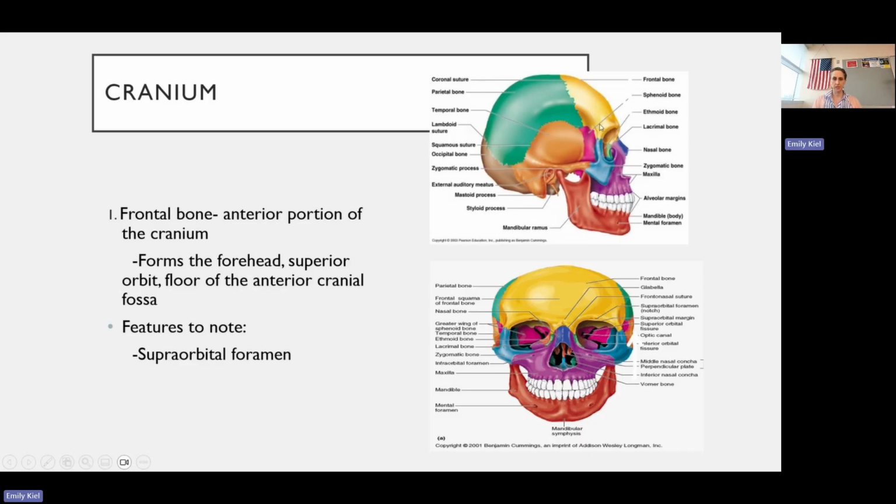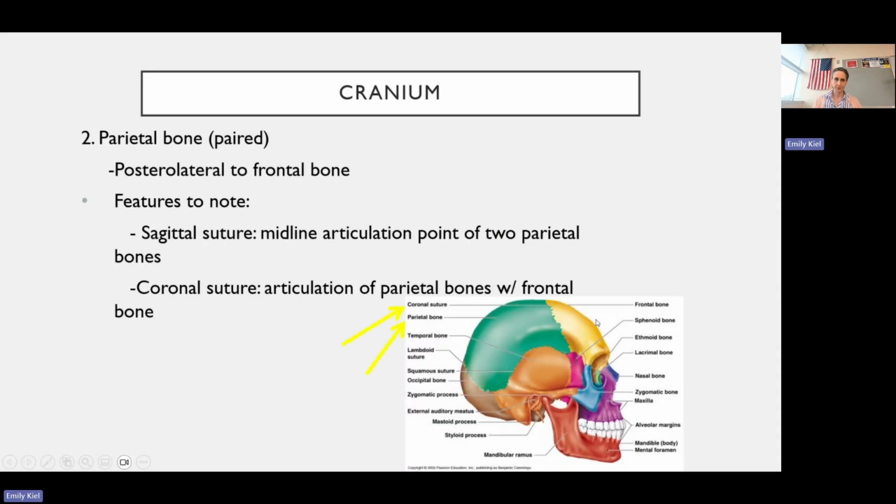And internally, the anterior cranial fossa, we want to keep in mind that supraorbital foramen or the supraorbital notch. We've got the parietal bones. So here are our parietal bones. We've got the sagittal suture that's running on the sagittal plane, and then as well the coronal suture where it's going to articulate with the frontal bone.